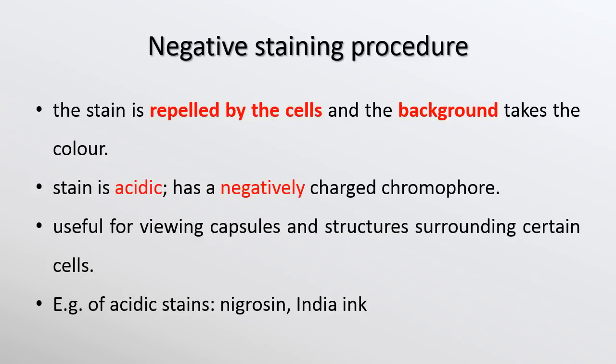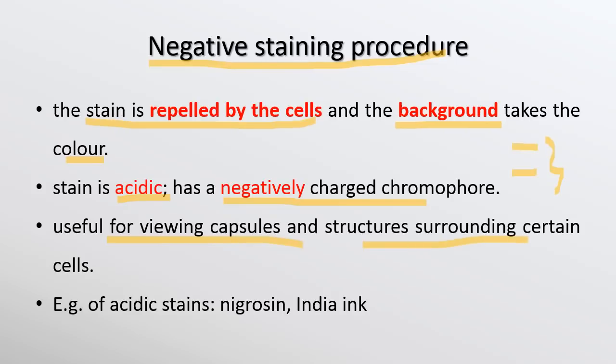Okay, next is the negative staining procedure. Usually the stain is repelled by the cells and the background takes the color. The stain is usually acidic and has a negatively charged chromophore. As I mentioned before, the bacteria is negatively charged and the stain is also negatively charged, so they tend to repel each other. It is very useful for viewing capsules and structures surrounding certain cells. Examples of acidic stains include nigrosin and India ink.